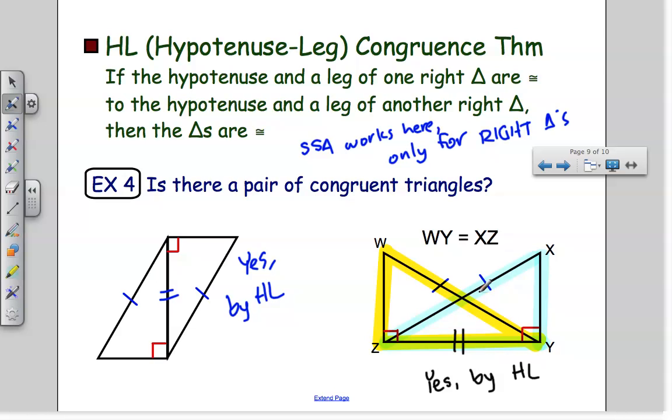So today, we talked about side angle side to prove triangles congruent. Hypotenuse leg does work for proving triangles congruent, whereas side side angle in general does not work as a congruence shortcut.